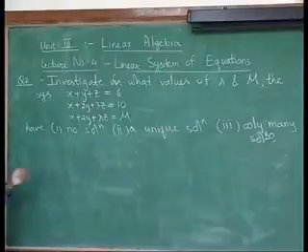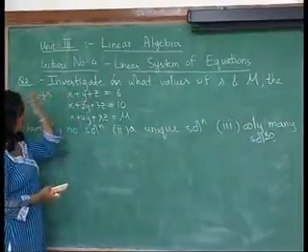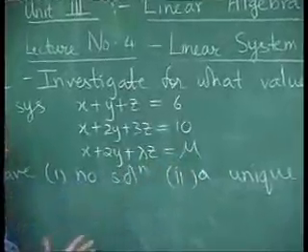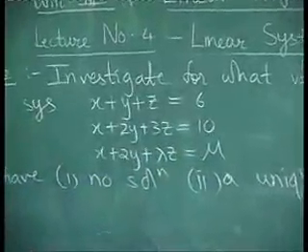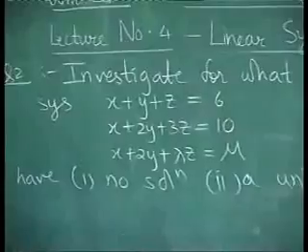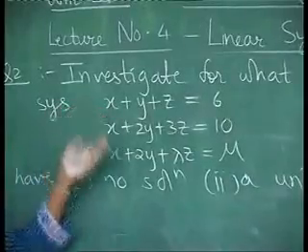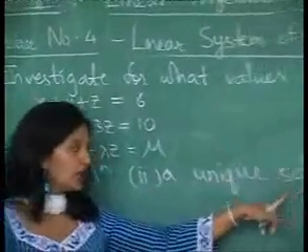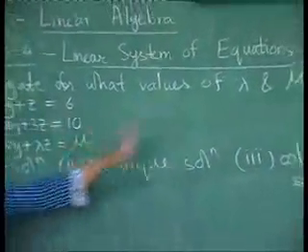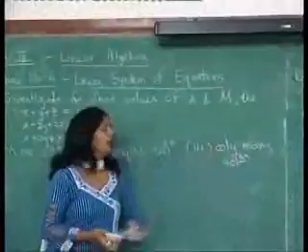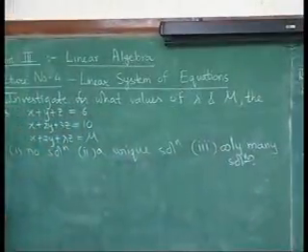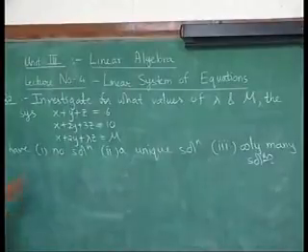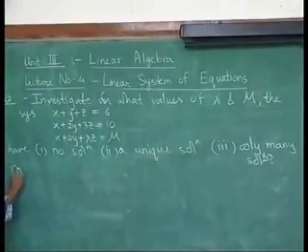This is a system of three equations, three unknowns x, y, z. Apart from that, we don't know the values of lambda and mu. The question in fact is to find suitable values of lambda and mu for which this system becomes inconsistent, suitable values for which it will have a unique solution, and suitable values for which the system will have infinitely many solutions. So as usual, let us start with the augmented matrix and reduce it to the echelon form.